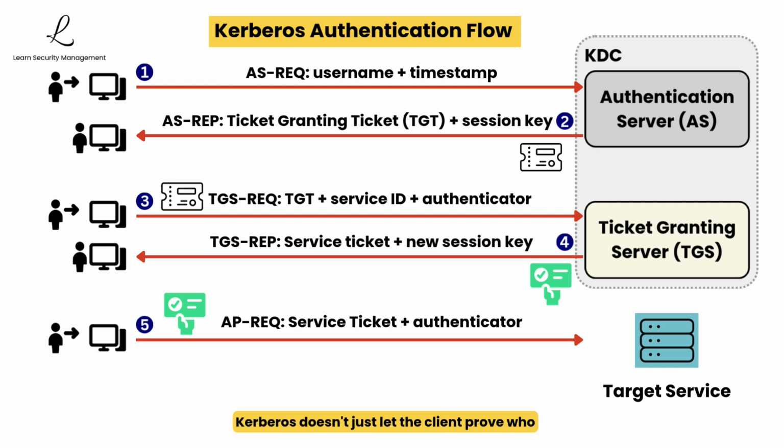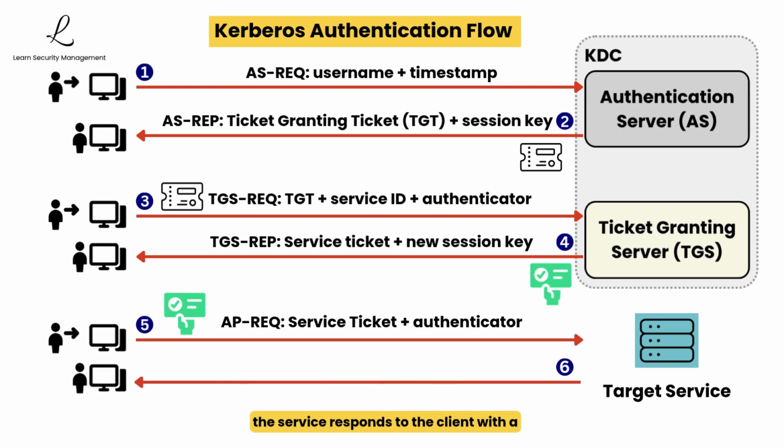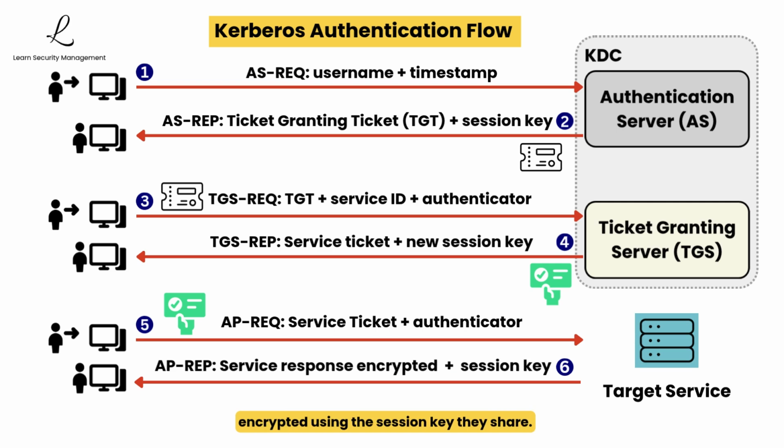Kerberos doesn't just let the client prove who they are to the service, it can also work the other way around. If mutual authentication is enabled, the service responds to the client with a special message called AP-REP, encrypted using the session key they share. When the client successfully decrypts this message, they know they're really talking to the genuine service, not an imposter.